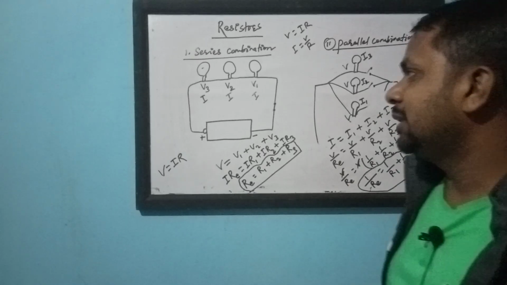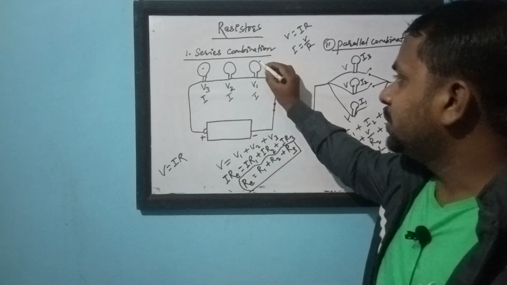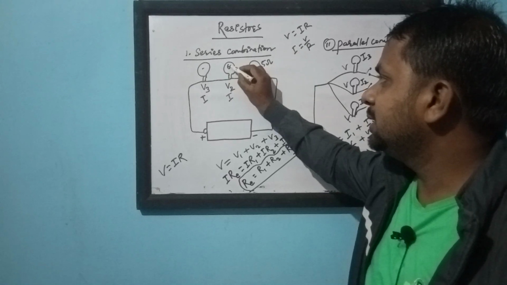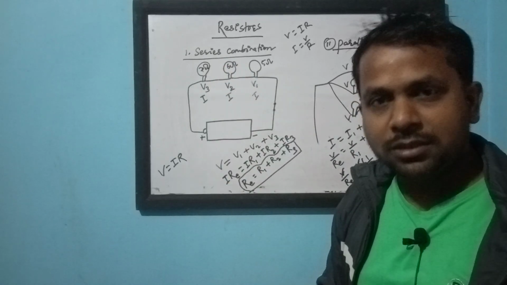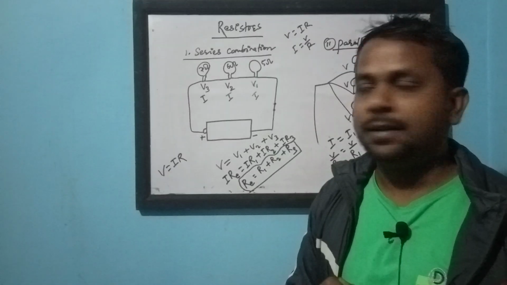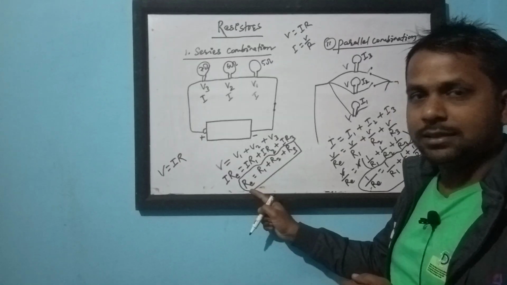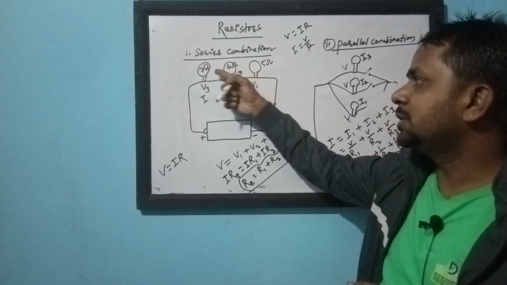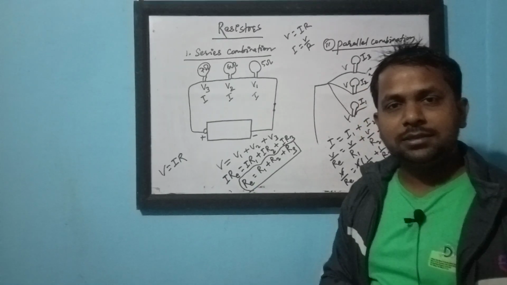The question can be given to us like this: suppose 5 ohm, 6 ohm, and 7 ohm resistors are connected in a series combination. Calculate the equivalent resistance of this circuit. If it is a series combination and we have to calculate the equivalent resistance, then simply equivalent resistance Re is equal to 5 plus 6 plus 7. That is the value of equivalent resistance.